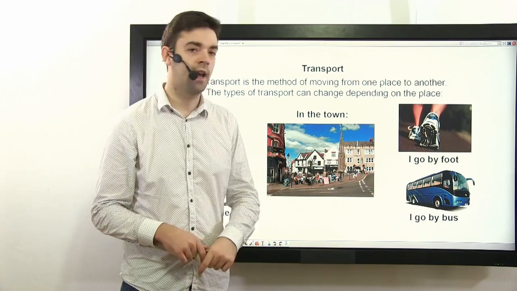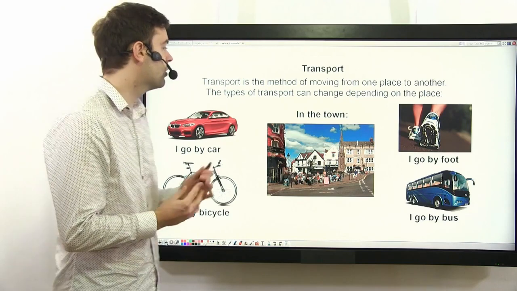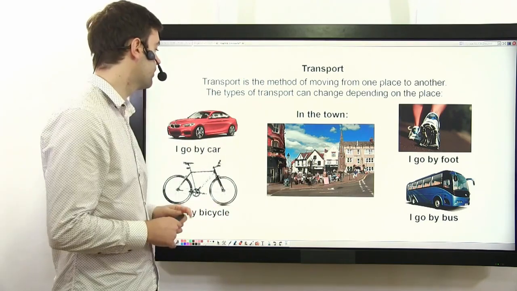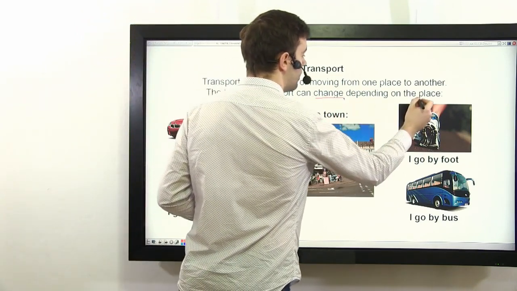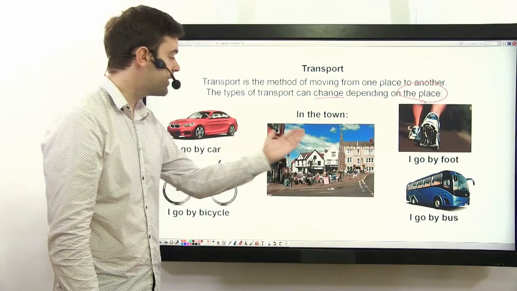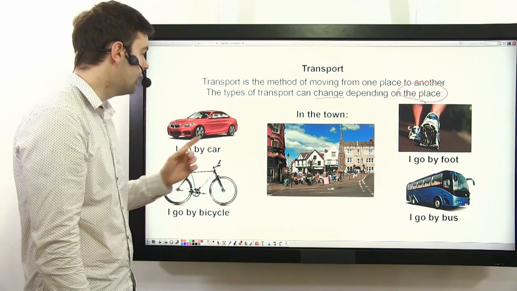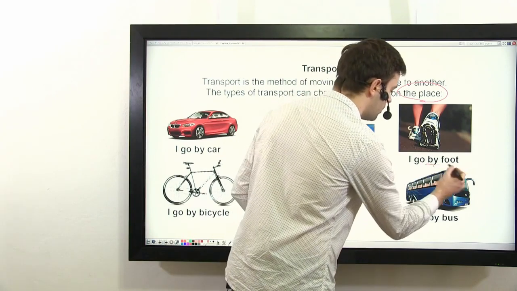So now let's take a look at transport. What is transport? Well, transport is the method of moving from one place to another. The types of transport can change depending on the place. So let's take a look at in the town. In the town, I go by foot.